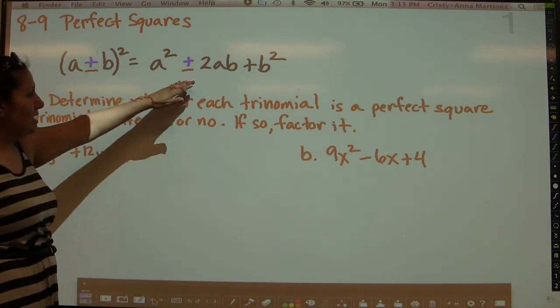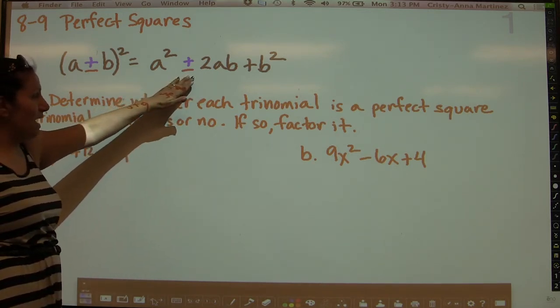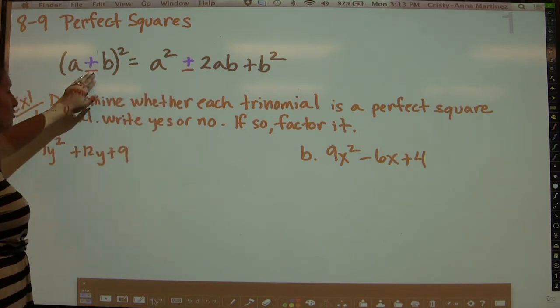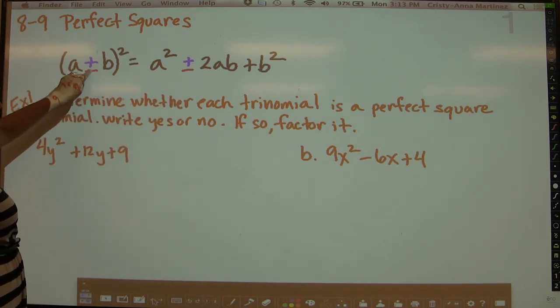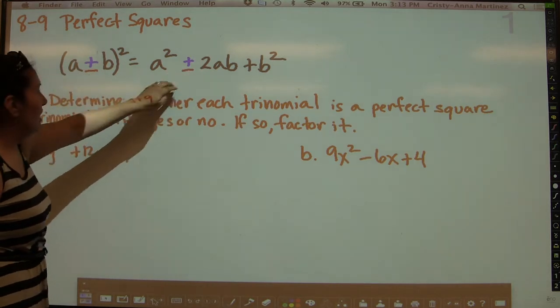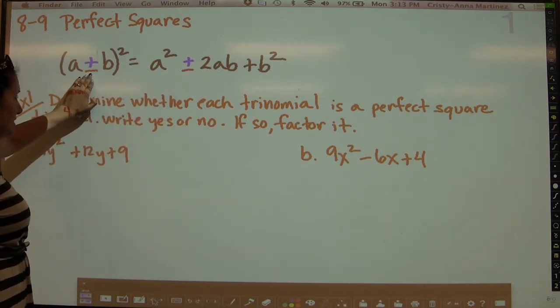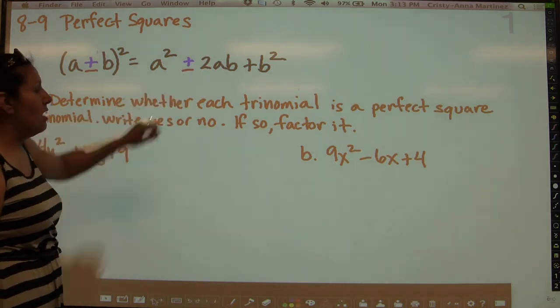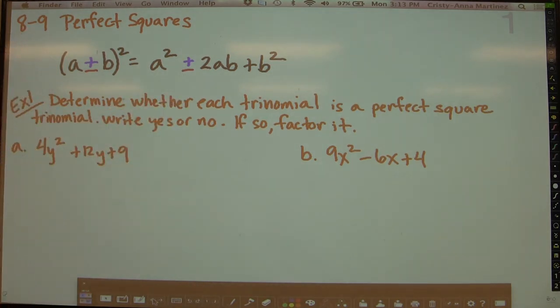We're going to try to recognize this pattern and then write it in this format. And by the way, the plus or minus means that if it's a plus b quantity squared, you're going to get a plus 2ab here. If it's a minus in the parentheses, you're going to get a minus 2ab. So in example 1, determine whether each trinomial is a perfect square trinomial. Write yes or no, and if it is, factor it.